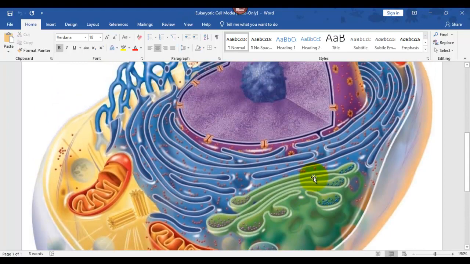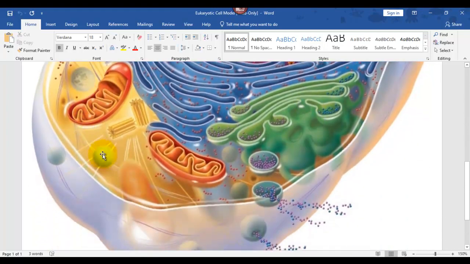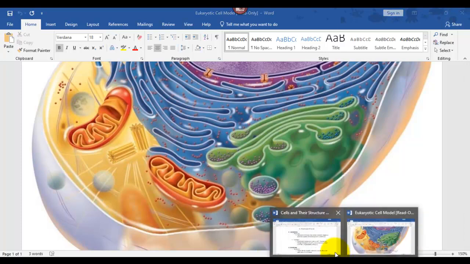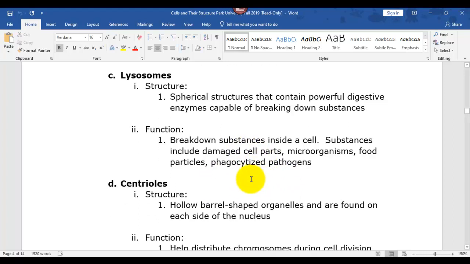A lysosome, now that could be, it's most likely this little guy on the corner. Any of these little round spherical structures are actually called vesicles, so there's something else, but see this one here with the dark on the inside? That's a lysosome. They are called the garbage disposal. They have powerful digestive enzymes that break down substances inside of a cell, either worn cell parts, viruses, bacteria, microorganisms, food particles, anything. They break that down.